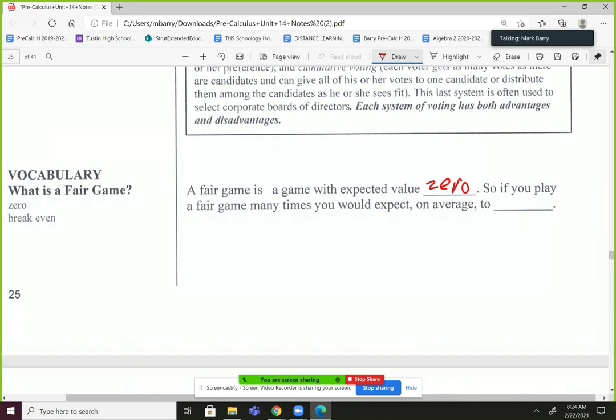Now, was that one actually pretty close to 0? It actually kind of was, right? Like 2.7 cents in one direction, I would say is not too bad. But yeah, it would be 0. So you would expect to actually break even. You wouldn't expect to win or lose in a fair game.